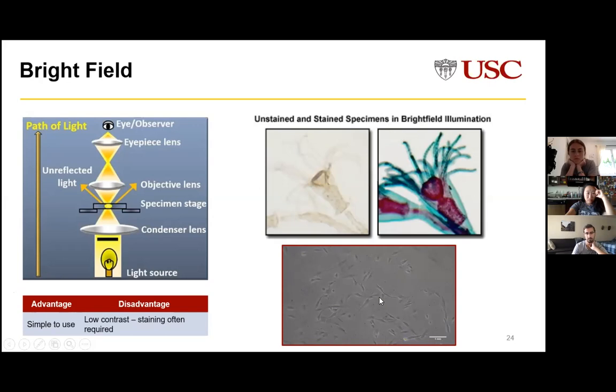So you can see down in the bottom right that that's the image that I took with my PHM cells. So often what happens with bright field microscopy is that people use staining techniques to be able to increase their contrast and to be able to see their sample a bit better.